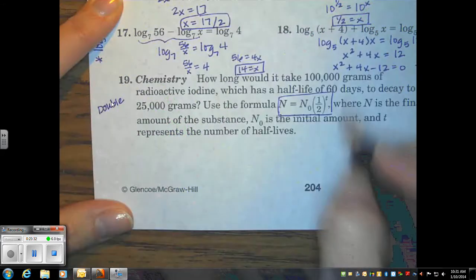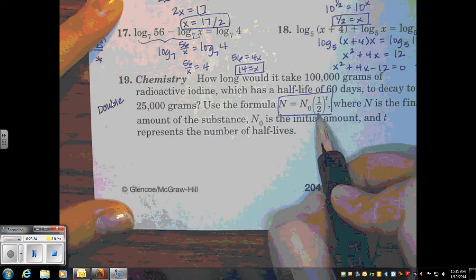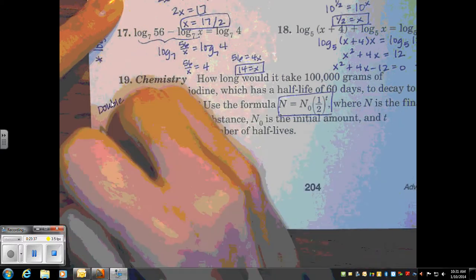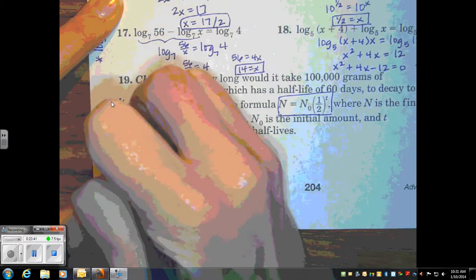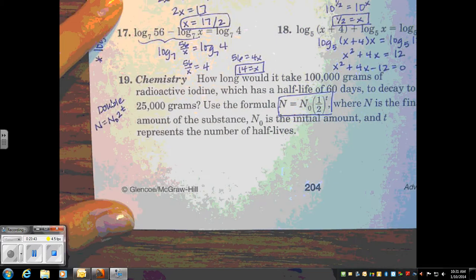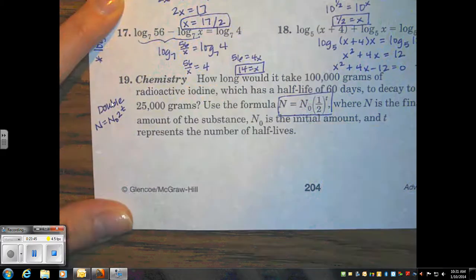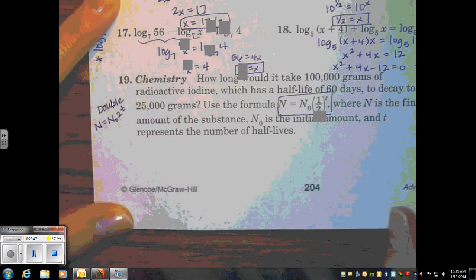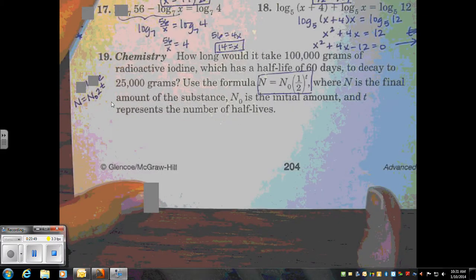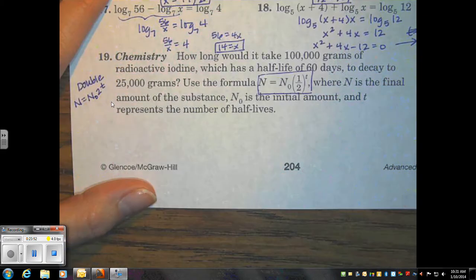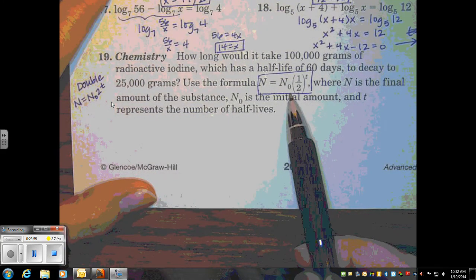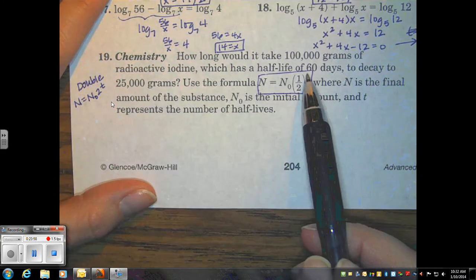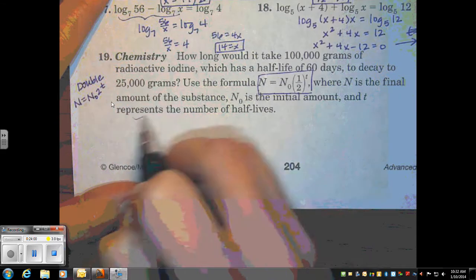So instead of having a half raised to the power of t, it's 2. So just make yourself a little note. You will have to use this, actually, on one of your problems when it's doubling. Half-life is much more common, though. Again, just like always, N is your final amount, N sub 0 is your initial amount. You've got a half to the t. This time t is not time. It says that it represents the number of half-lives.